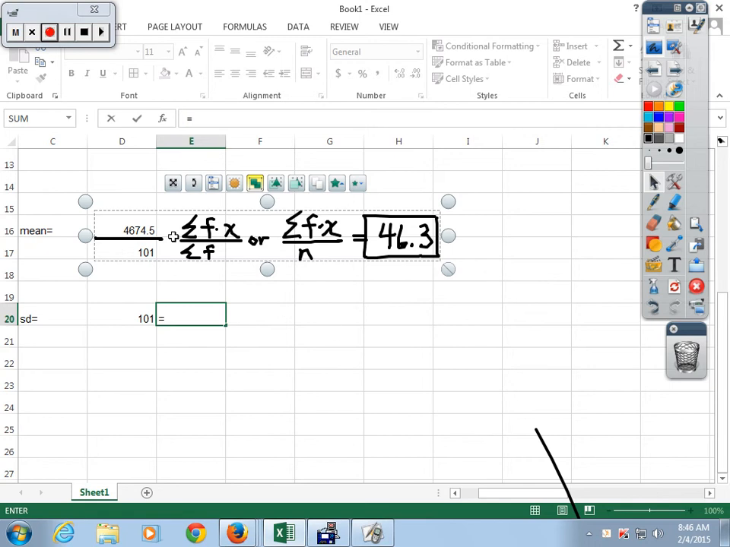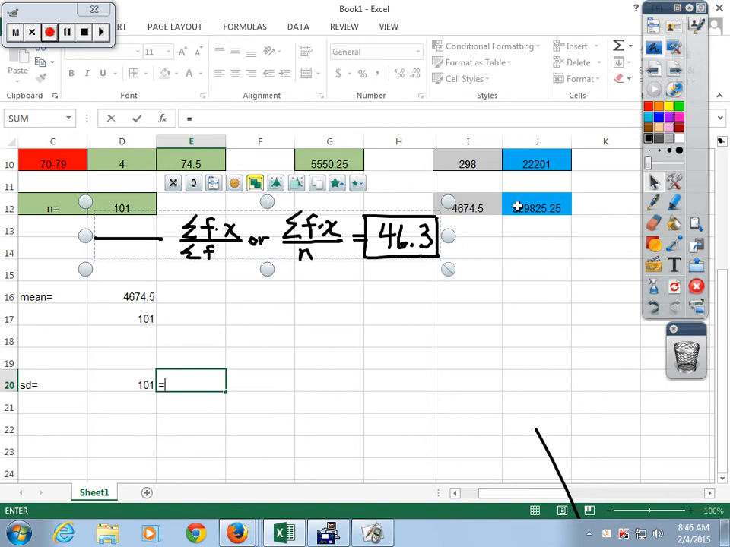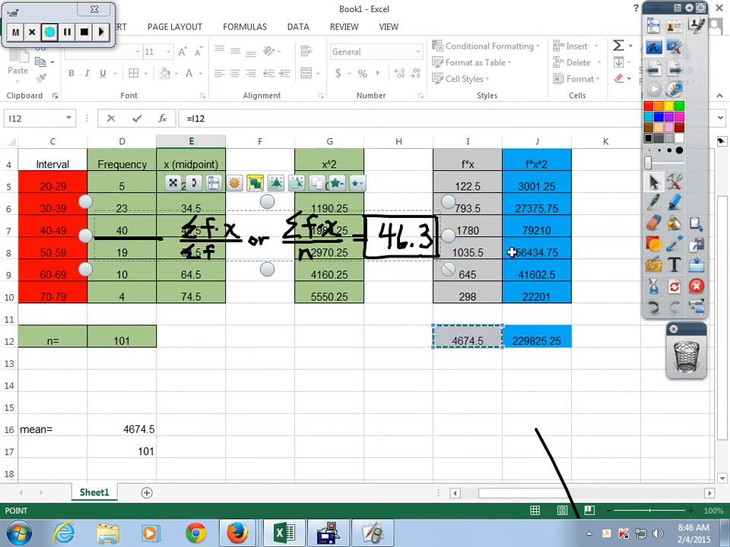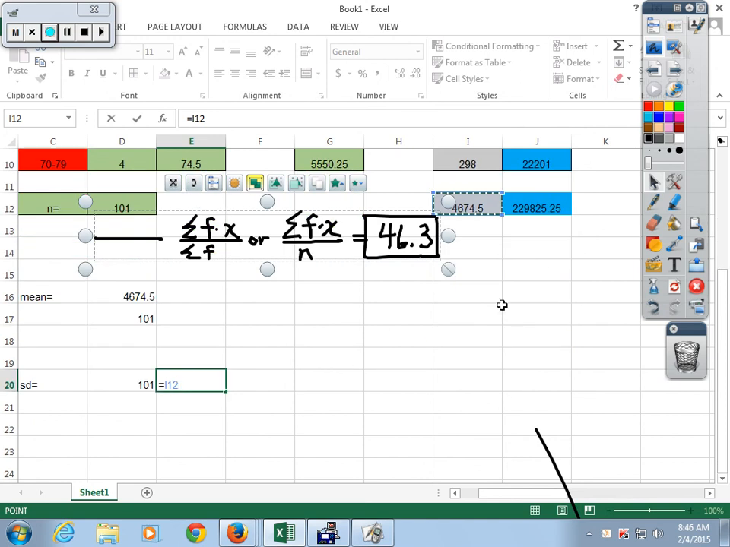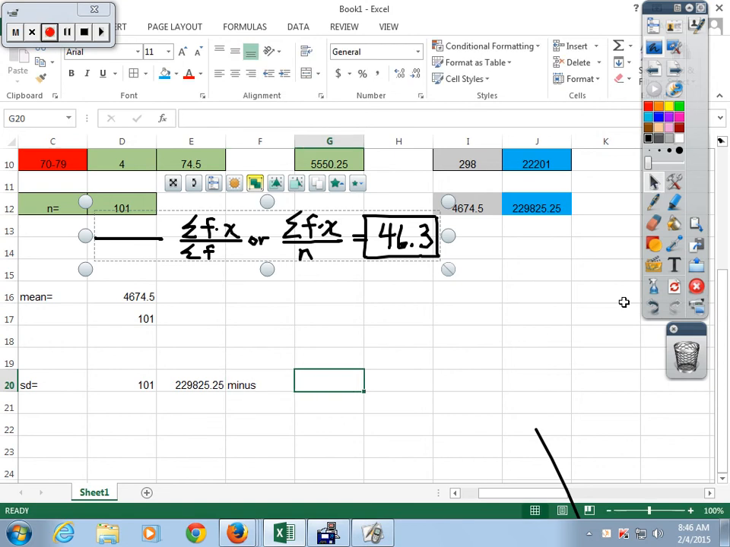And that's equal to, oh, I know what's going on. That number right here. F times x, no, f times x squared. Sorry. It's hard to see with the screen going crazy. Here we go. And then we're going to minus this number, what? Raised to the second power, Hubert. That's right, class.